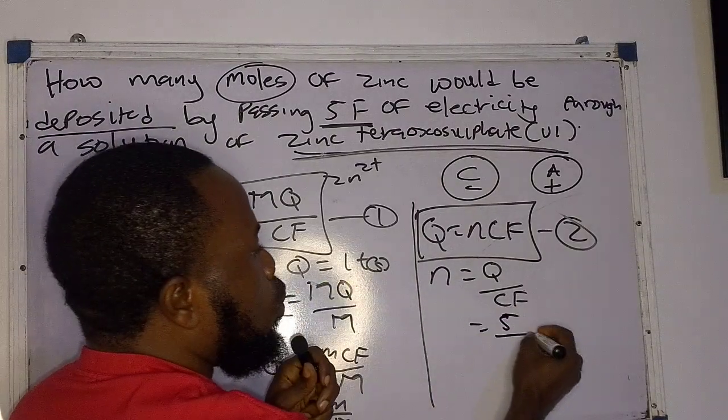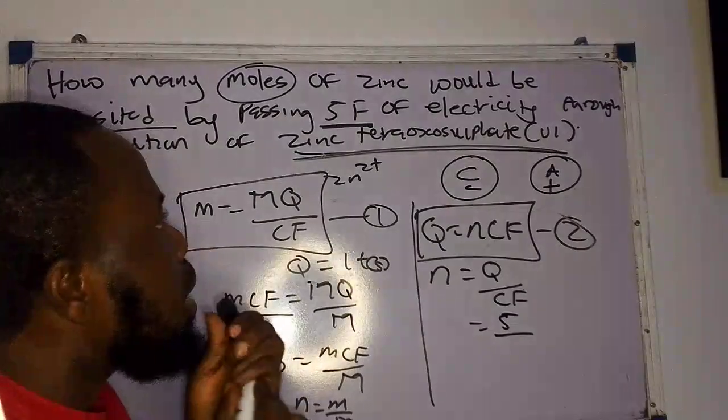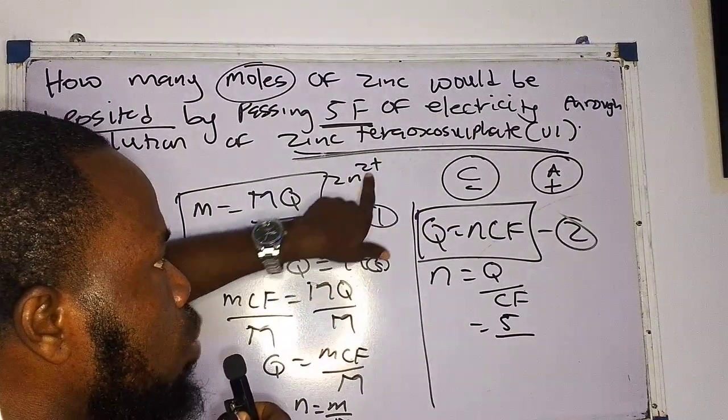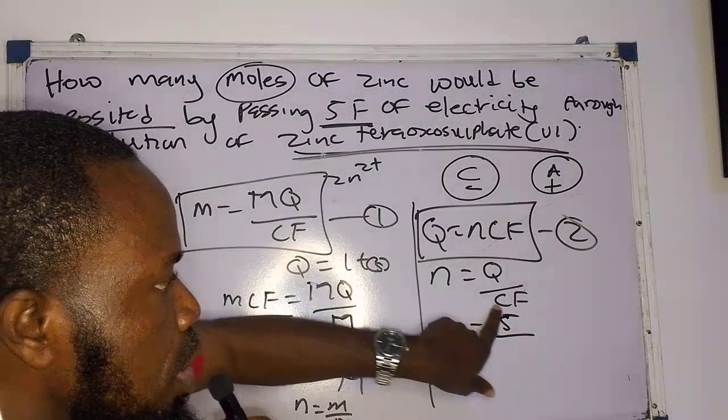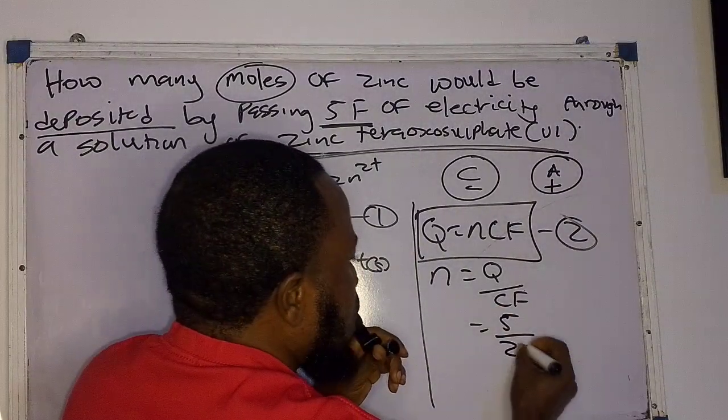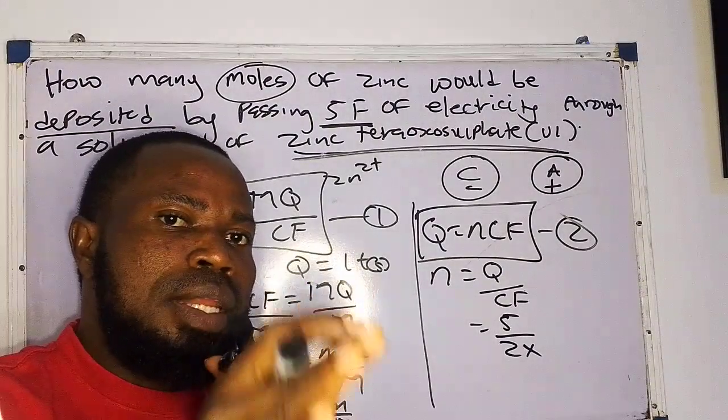So I will now say 5 over, remember, if this decomposes, it's going to form zinc ion, and look at the charge, 2 plus. So this c stands for charge. That's what I'm going to use there, times 2. Now this is where some persons usually get it all wrong.